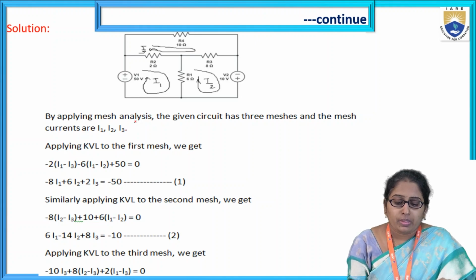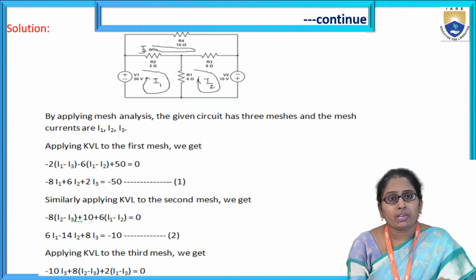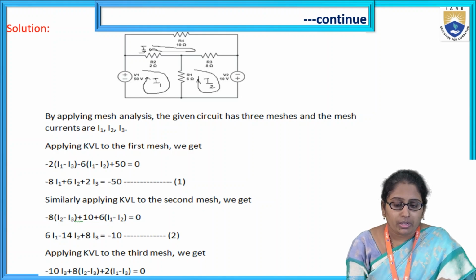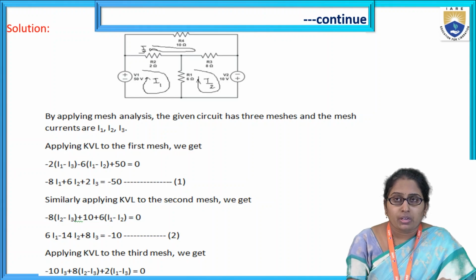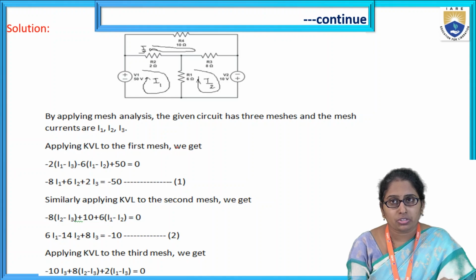Now, what is the next thing? We have to apply KVL in each mesh and write down the KVL equation accordingly. There will be a set of equations. Simplify those equations and solve for the mesh currents, which is also nothing but finding the current in each element in the given circuit. First, applying KVL in the first mesh.